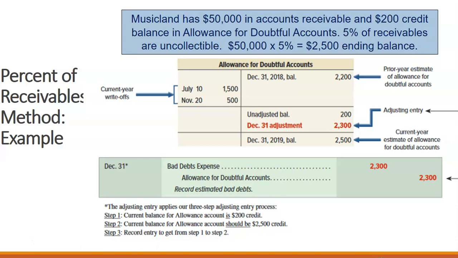So at the beginning of the year, we have a $200 credit balance in allowance for doubtful accounts, and we estimate that 5% of receivables are uncollectible. Our accounts receivable is $50,000. So we have $50,000 times 5% equals $2,500 ending balance. We want that ending balance in there. So instead of our bad debts expense being $2,500, our bad debt expense is whatever it takes to get the balance of the allowance for doubtful accounts to $2,500.